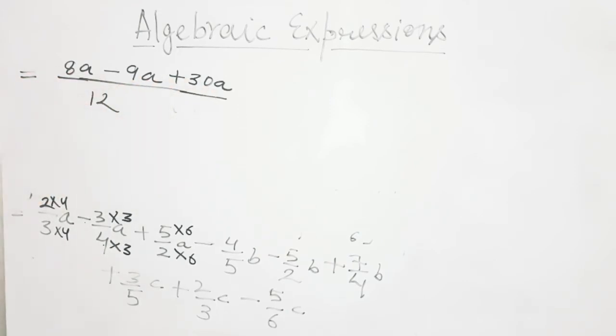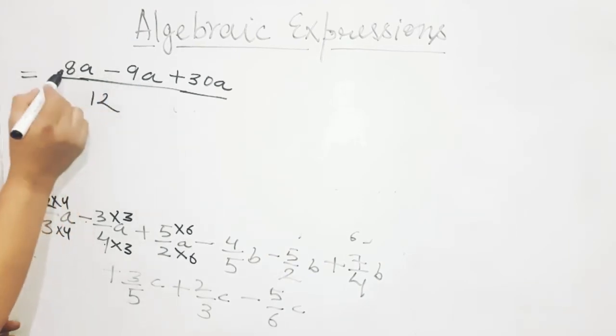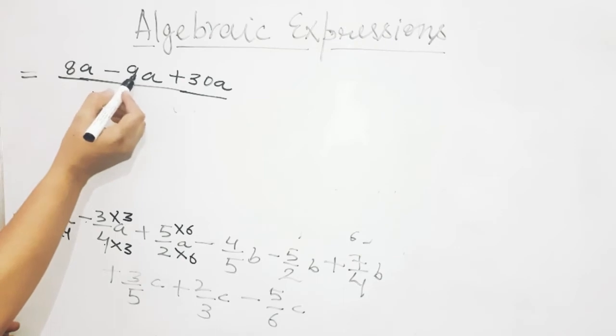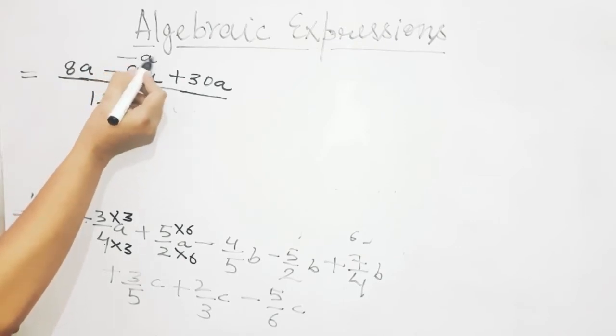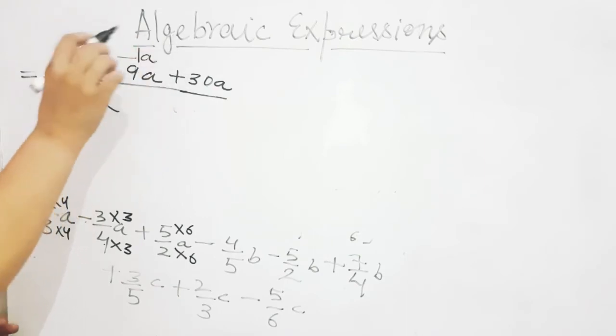We have retained the common denominator, right? So now 8a minus 9a, plus minus sign of the greatest number. So once you solve these two terms, you are going to get minus 1a, or simply minus a.